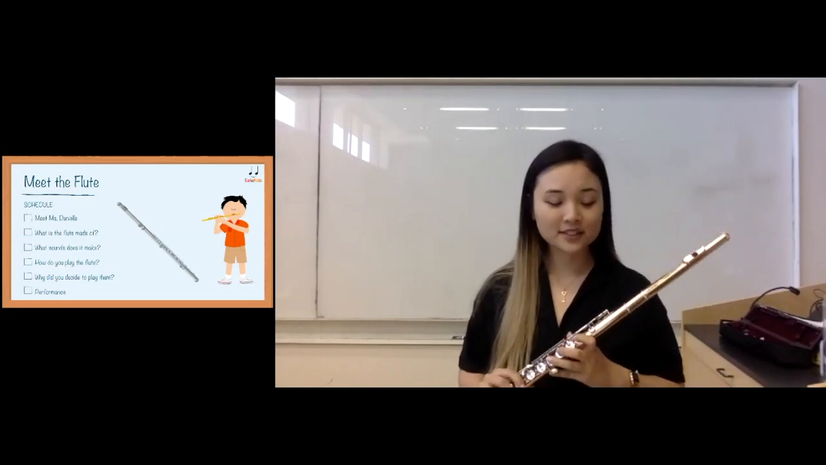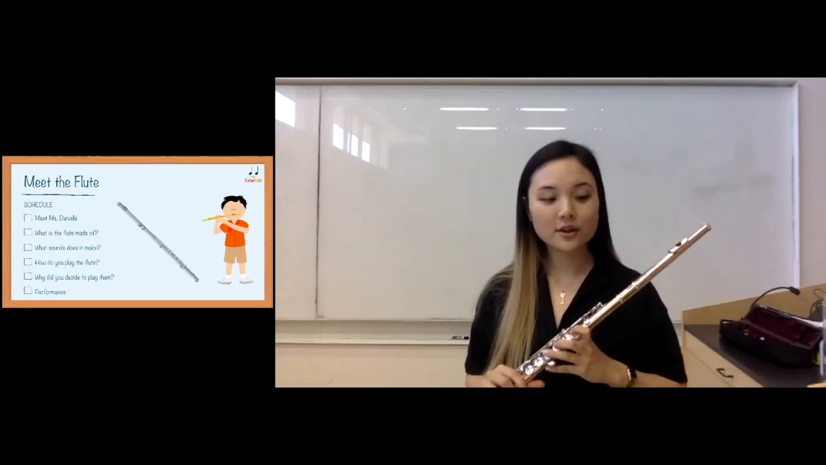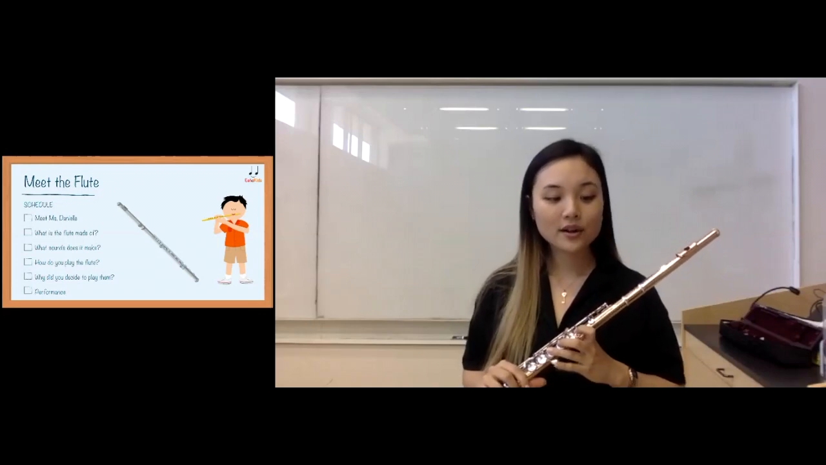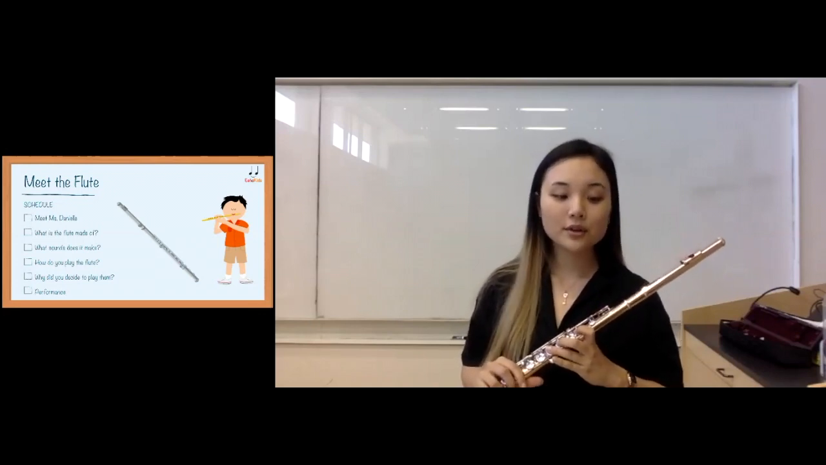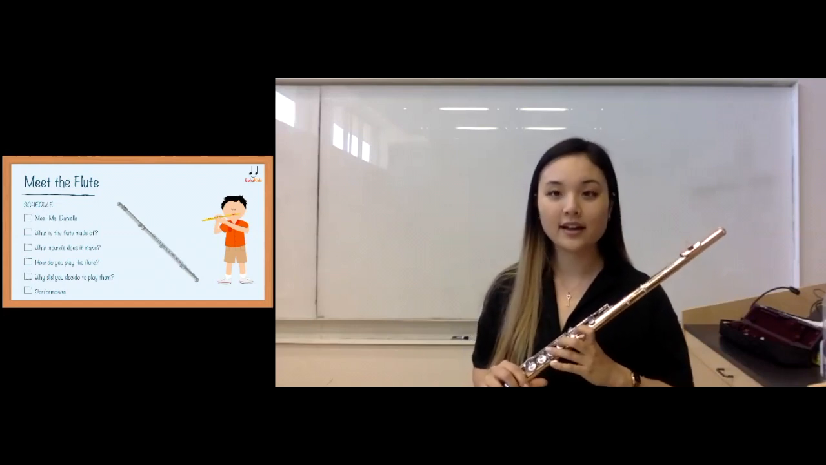Colors of the rainbow, colors of the rainbow, red, orange, yellow, green, blue, and purple. These are the colors of the rainbow.